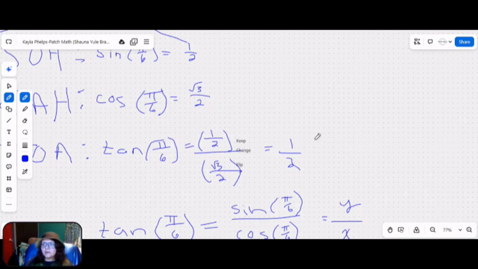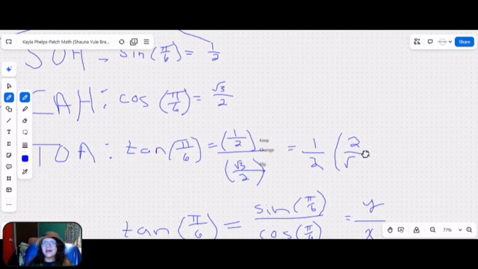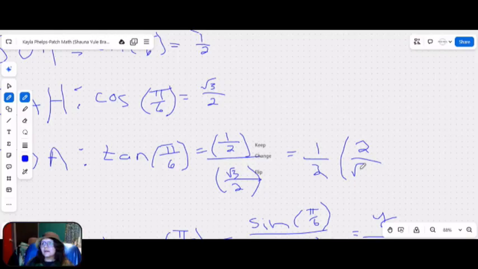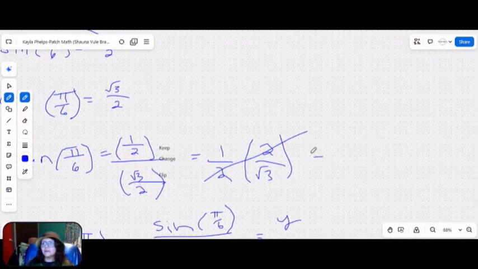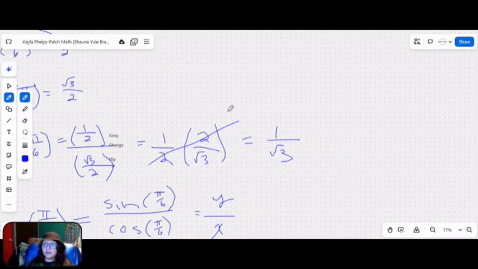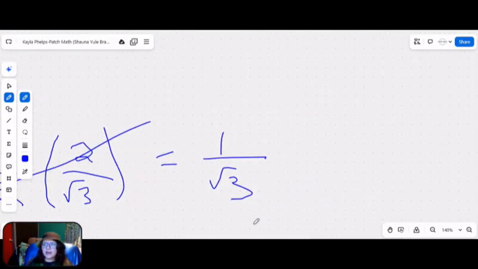So 1/2 over square root 3 over 2 turns into 1/2 times 2 over square root 3, and this works out really nicely. Twos cancel. We're left with 1 over square root of 3. Now, if you're in any math class, you know we do not like that radical in our denominator. We can rationalize it.